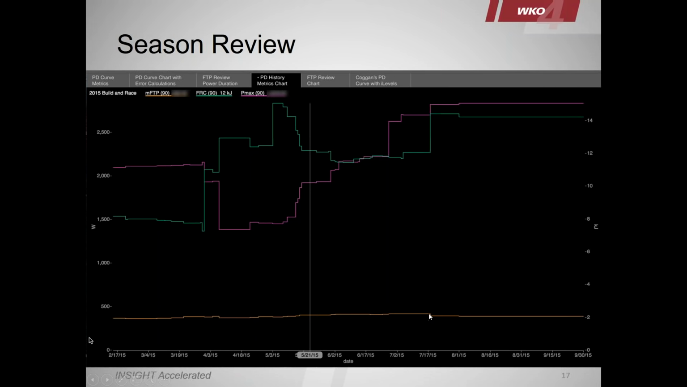His FTP is as high as it can be. His Pmax is falling because we tapered a little in here. Taper. As soon as you taper, look what happens to his Pmax. Bam! Shoots right up. And then even his FRC, a little slower in responding, comes right up to it.